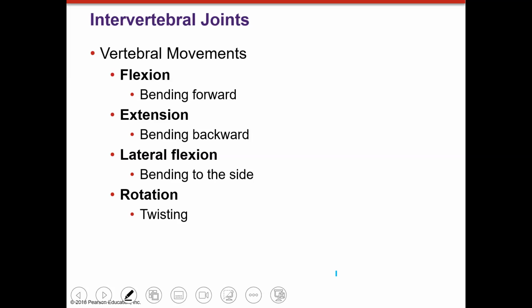So vertebral movement. Flexion is when you bend forward, try and touch your toes. Extension, try and do a little bit of a back bend. Lateral flexion, go straight to the side. Rotation, you're going to twist your back to the right, to the left.